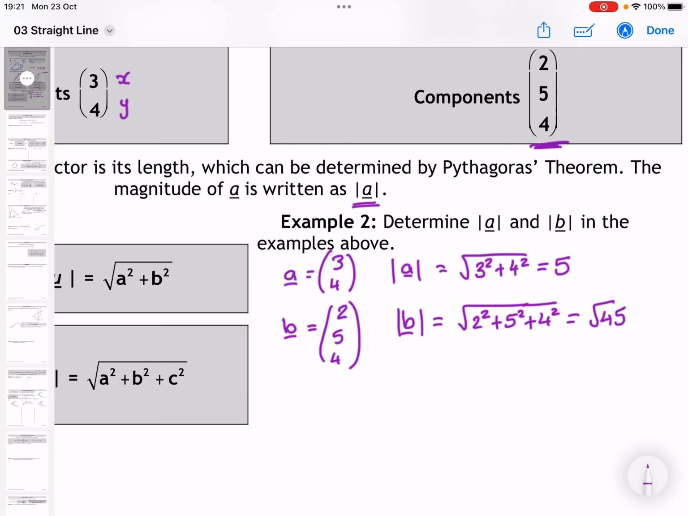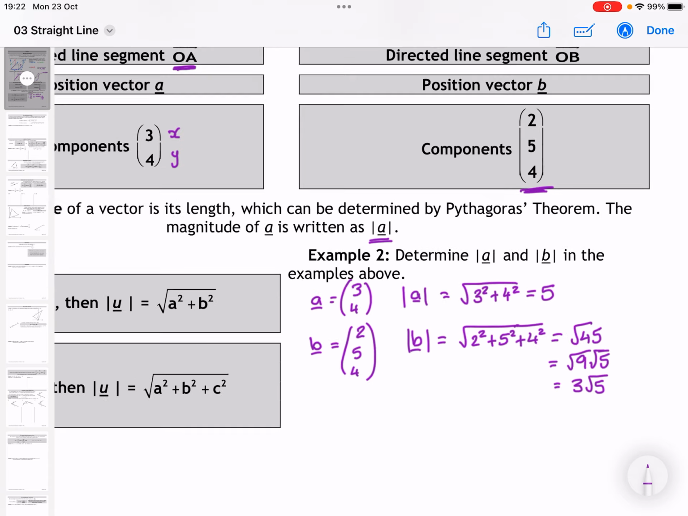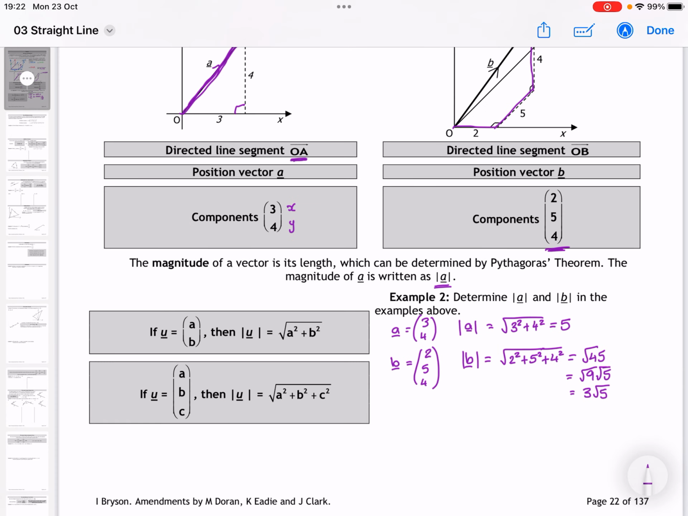Now, what I do need to mention on this is surds. Root 45 is a surd. That is the square root of 9 times the square root of 5, which is 3 root 5. All surds must be simplified as far as possible. Okay? And that's your basics from National 5.